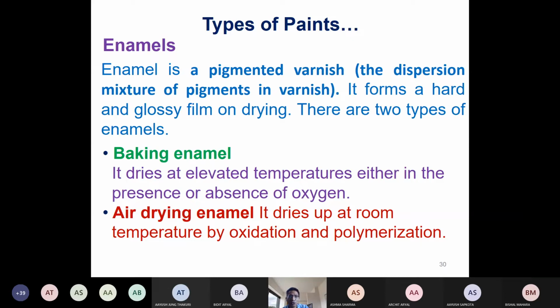There are two types of enamel. Baking enamel. It dries at high temperature, either in presence of oxygen or absence of oxygen. Air drying enamel can be used mainly in daily purpose. It dries up at room temperature by oxidation and polymerization. यो baking enamel भनेको dry गर्न गाह्रो हुन्छ, at high temperature मा हुन्छ भनेदेखि यो air drying enamel dries up at the room temperature by oxidation and polymerization.